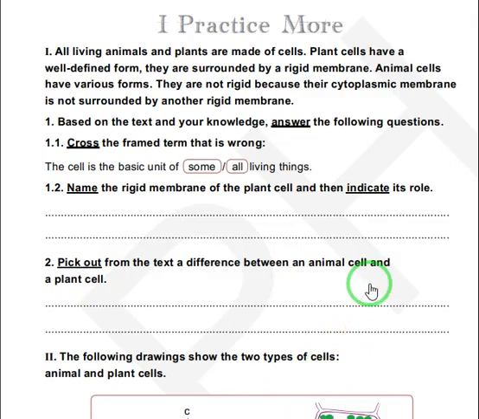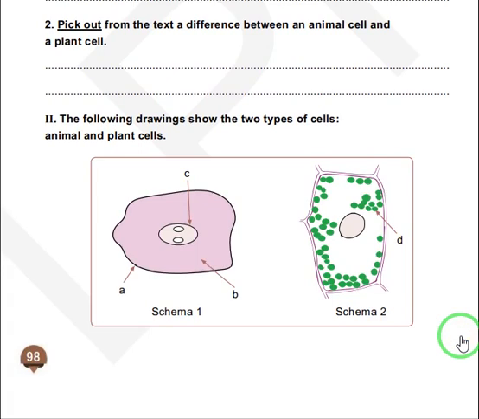Later on, when you have finished page 97, you have to practice more and evaluate your understanding about the animal cells and their varieties. You have to read number 1, the text carefully. You have to answer all the parts about number 1, 1.2 and number 2. Next, you have to observe the following schemas or diagrams. I have diagram number 1 and diagram number 2, or figure 1 and figure 2. Look at this cell. What is it? Look at its shape.